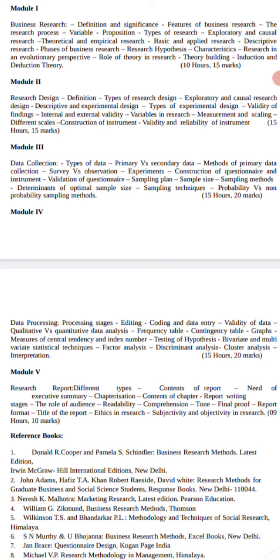So we have 5 modules to cover, starting from the first module. The first module is all about business research. The first module will give you a basic idea of why we are conducting a research, and also will give you an idea about the basic fundamentals of business research.